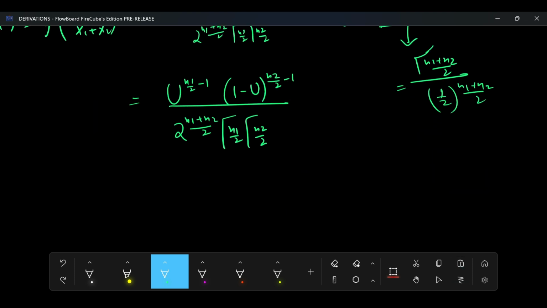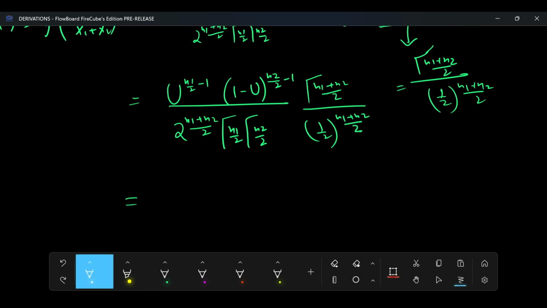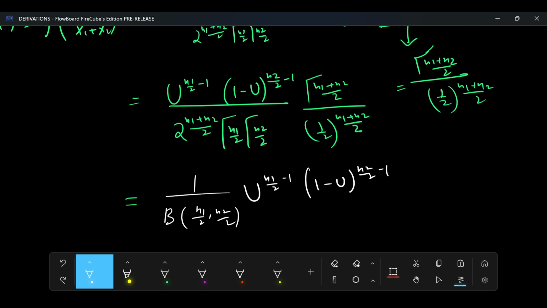So this will be equal to gamma((n1+n2)/2) upon 1 by 2^((n1+n2)/2). So this will be nothing but simply 1 upon beta(n1/2, n2/2) u^(n1/2 - 1) (1 - u)^(n2/2 - 1).